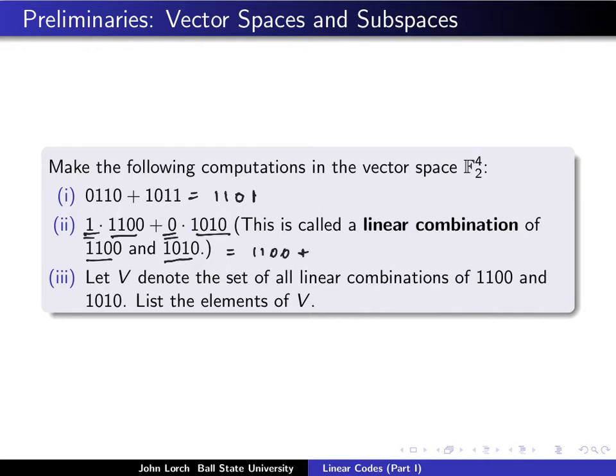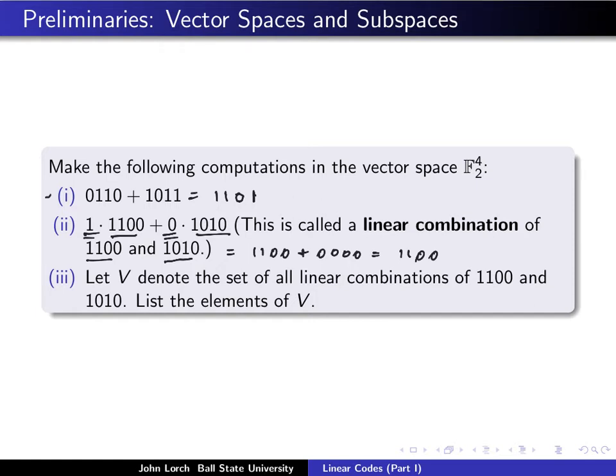And then if I multiply 0 by each of the components in the vector 1, 0, 1, 0, I just get what's called the 0 vector, consisting of all zeros. And now when I add those together, I just get 1, 1, 0, 0, which is probably something that you saw maybe immediately when we began this problem.